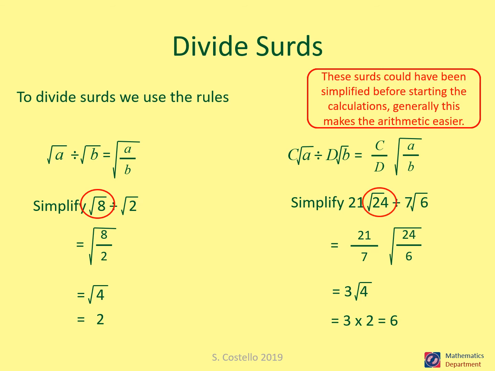Right, these surds could have been simplified before starting the calculations. Generally, this will make the arithmetic easier. So when you look at a question, if you can simplify the surds before you start your working out, it will make things easier for you. So it's worth having a spare bit of time, look at the questions. If I can make them easy before I start, do so.